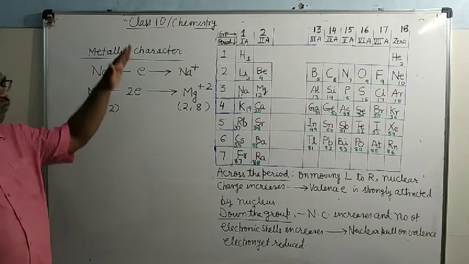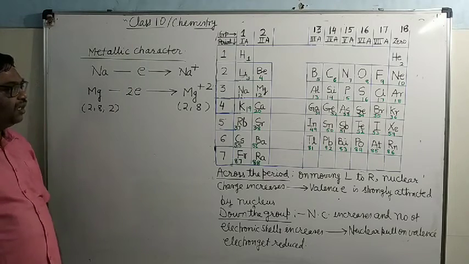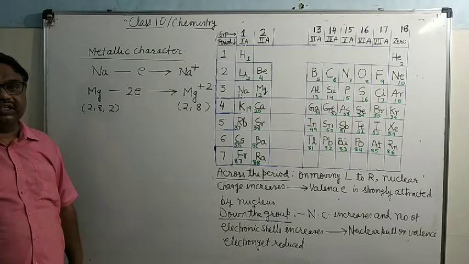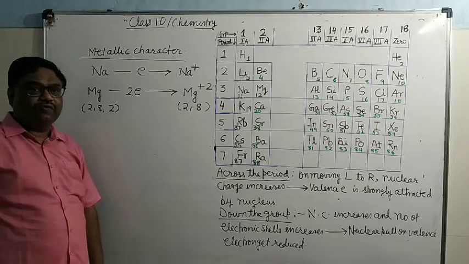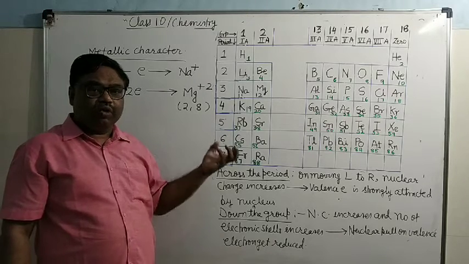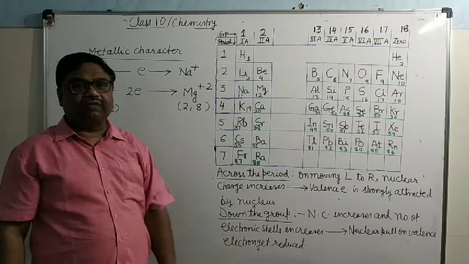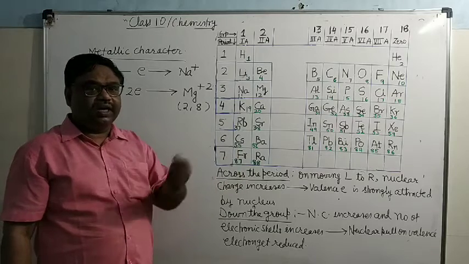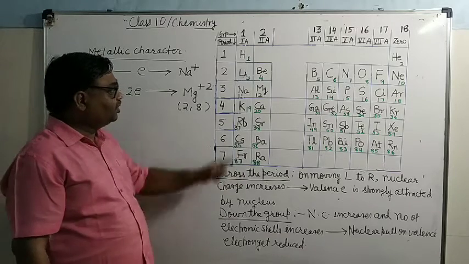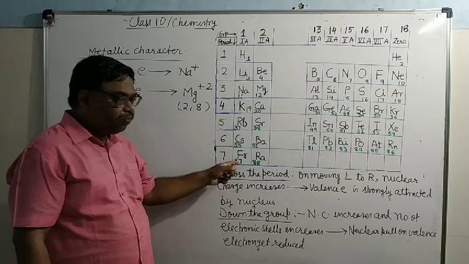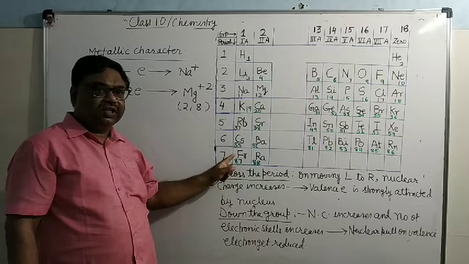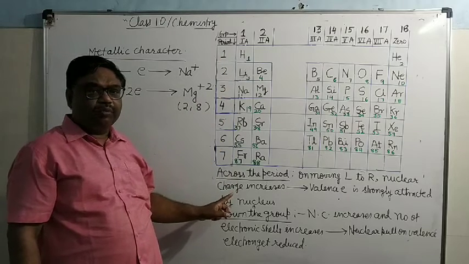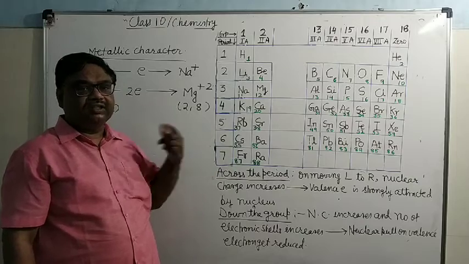But at the same time, when we move down the group, what happens? Already I have told, moving down the group, nuclear pull is decreasing, therefore it will become more and more easy to remove the electron from the valence cell. Means when we are moving down the group, nuclear pull is decreasing, therefore it becomes easier to remove the electron on moving down the group. Means metallic character is increasing.